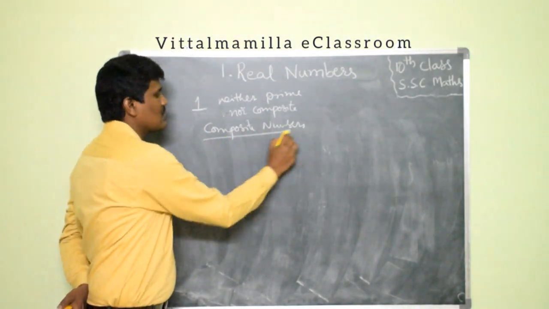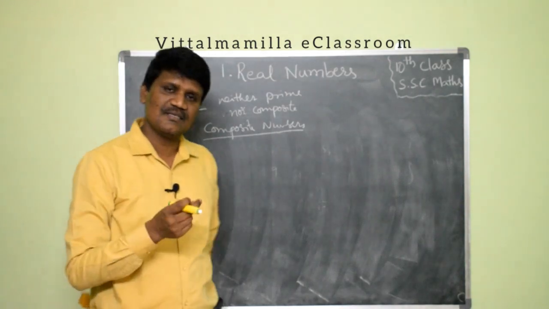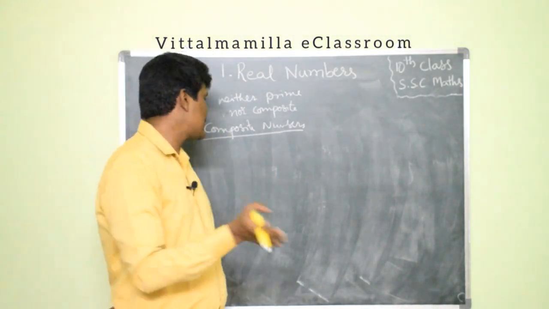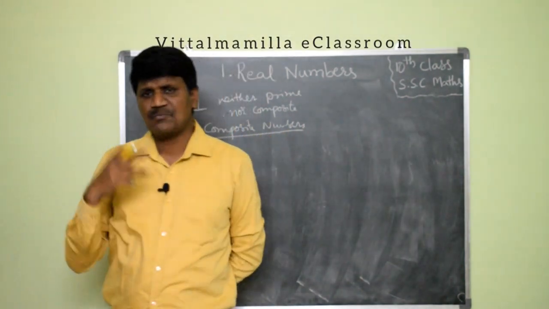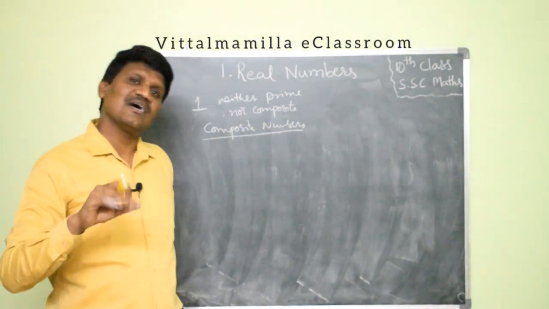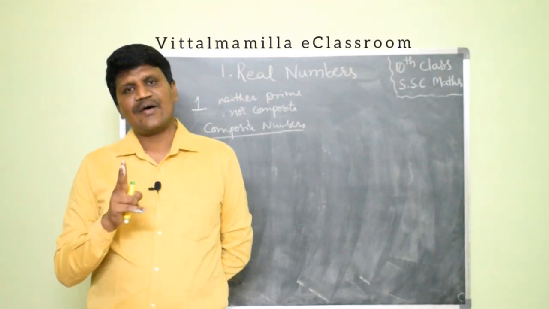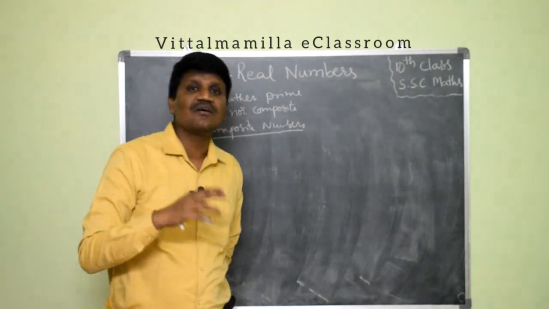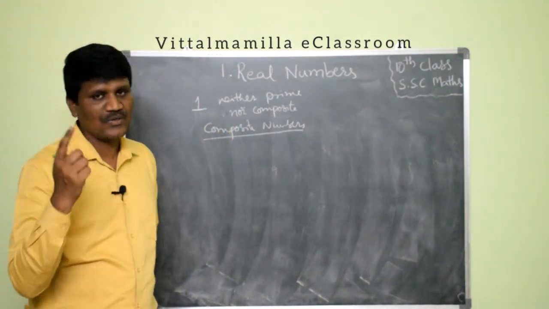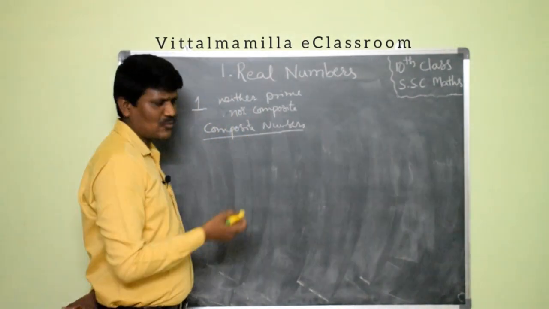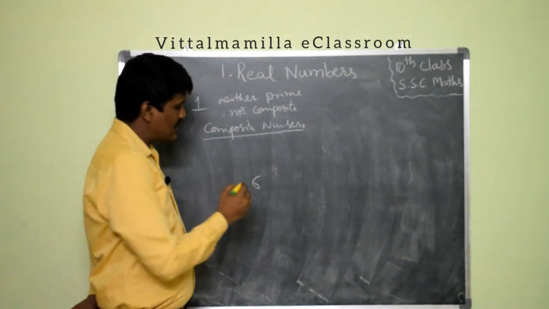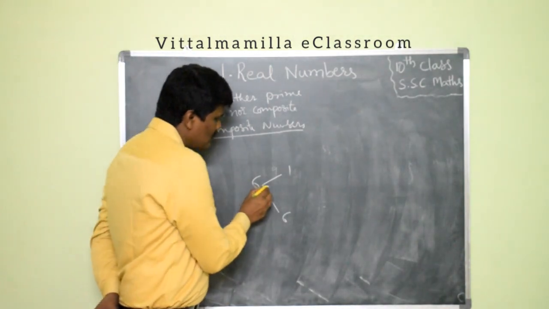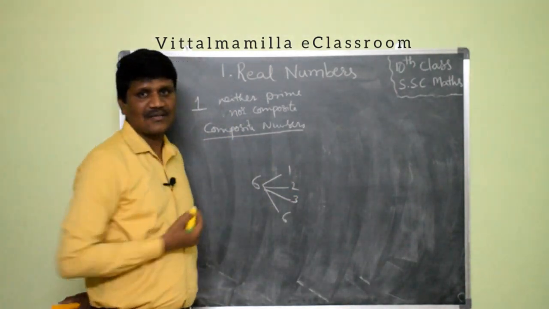Then what is a composite number? A composite number is a number which is not prime. What is a prime number, we said? The number which has exactly 2 factors is called a prime number. A composite number is a number which has more than 2 factors. Let us take one example, 6. Obviously 1 and 6 are factors. Now 2 and 3 are also factors of this.